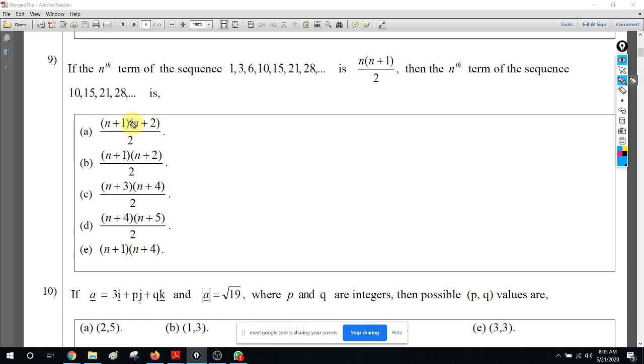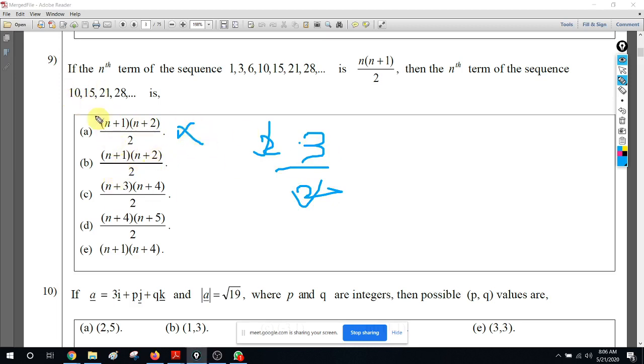So let's do it the other way. Let's see whether this is correct for this one. I will just take one value: n equal 1, n equal 2, n equal 3, n equal 4. Now let's put n equal 1. 1 plus 1 is 2, into 2 plus 1 is 3, divided by 2, that is 3. But the first term must be 10, not 3. Therefore, this is wrong.